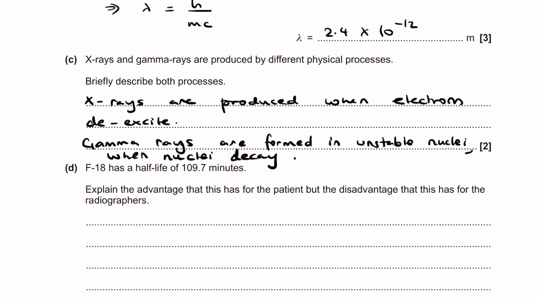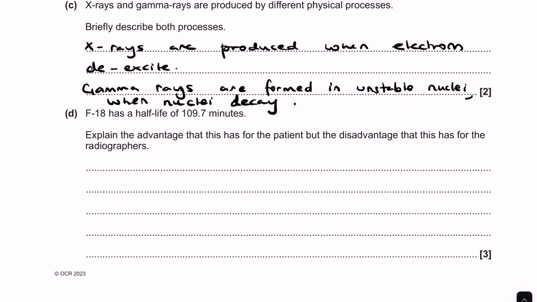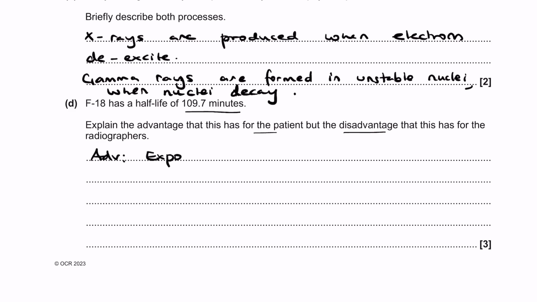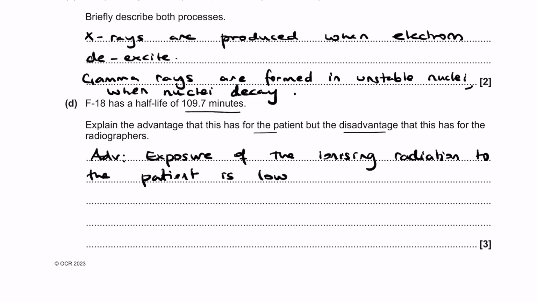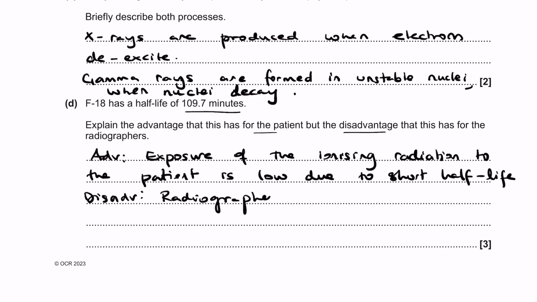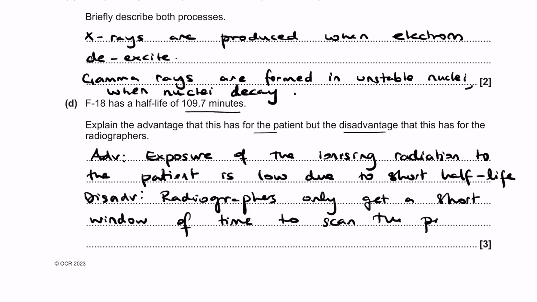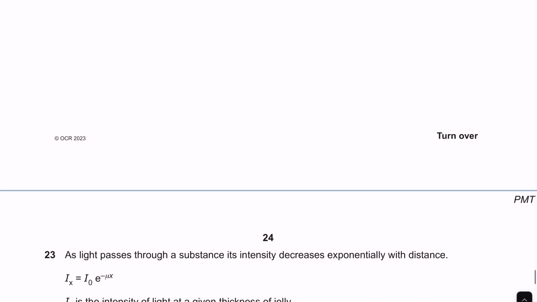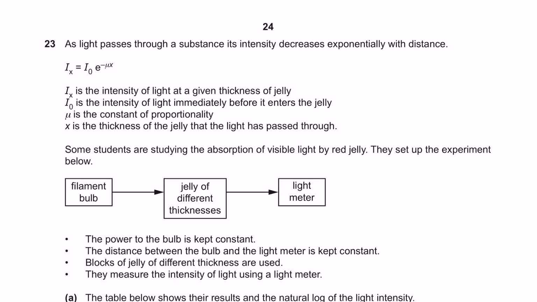Okay. Part D is F18 has a half-life of 109.7 minutes. Explain the advantage that this has for the patient, but a disadvantage this has for the radiographers. So the advantage is that the exposure of the ionizing radiation to the patient is low due to its short half-life. And the disadvantage to the radiographers is that they only get a small, short window of time to scan the patient. Okay, let's move on to question number 23.